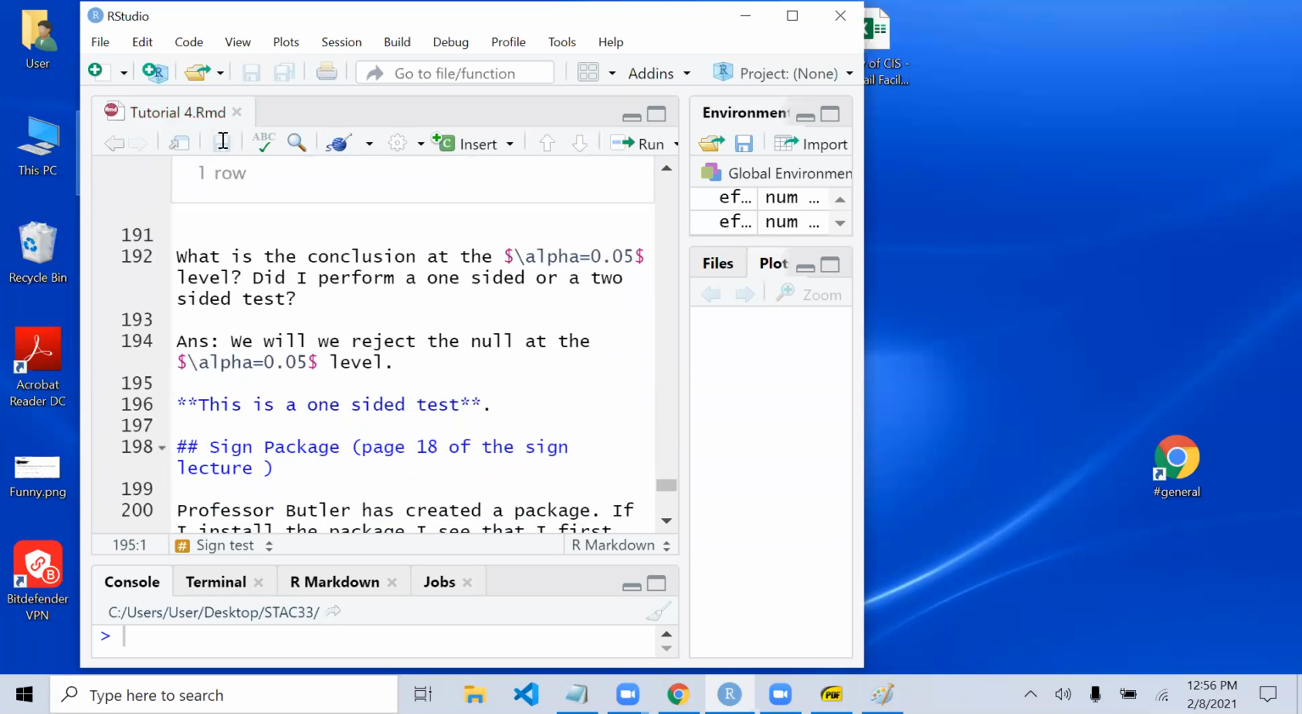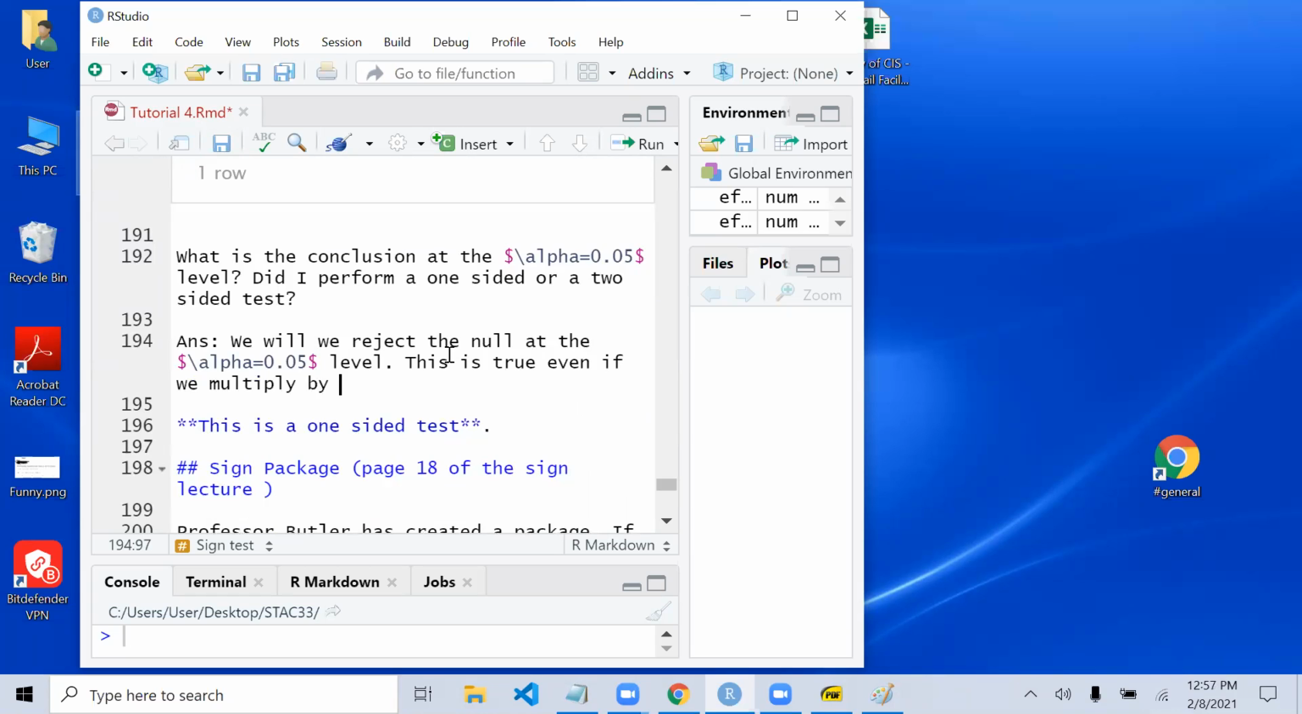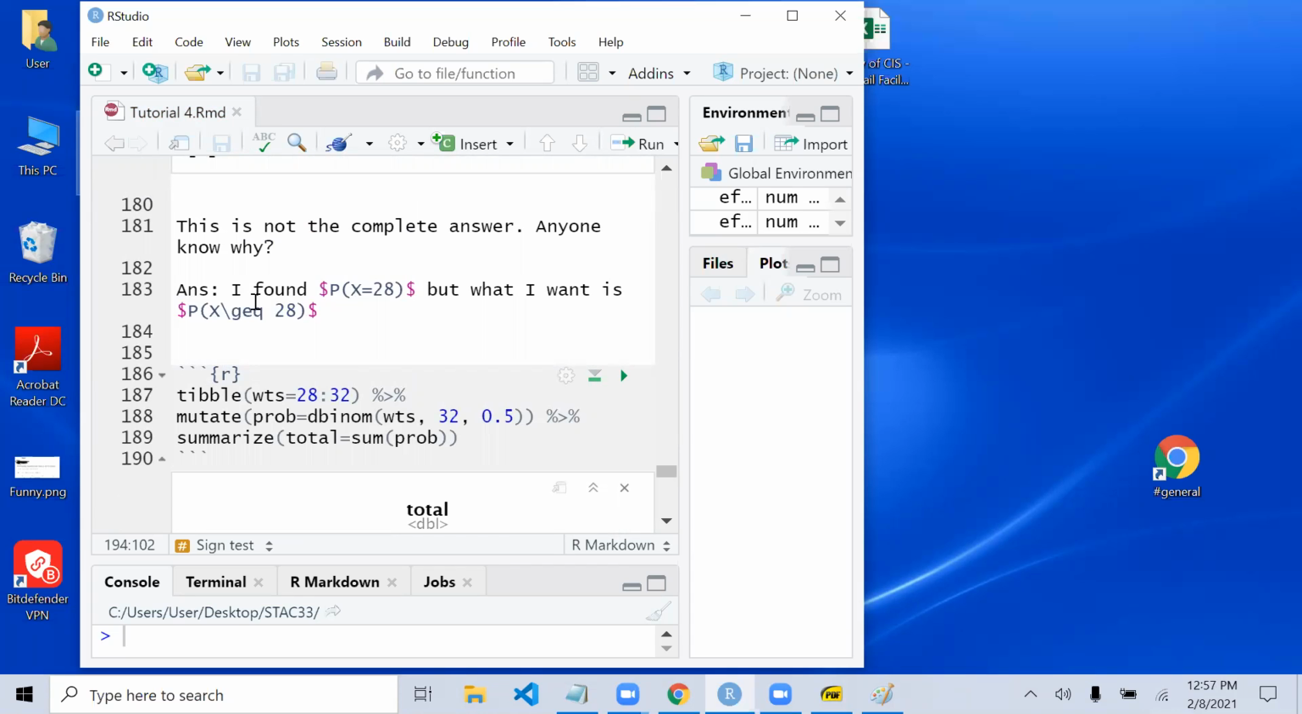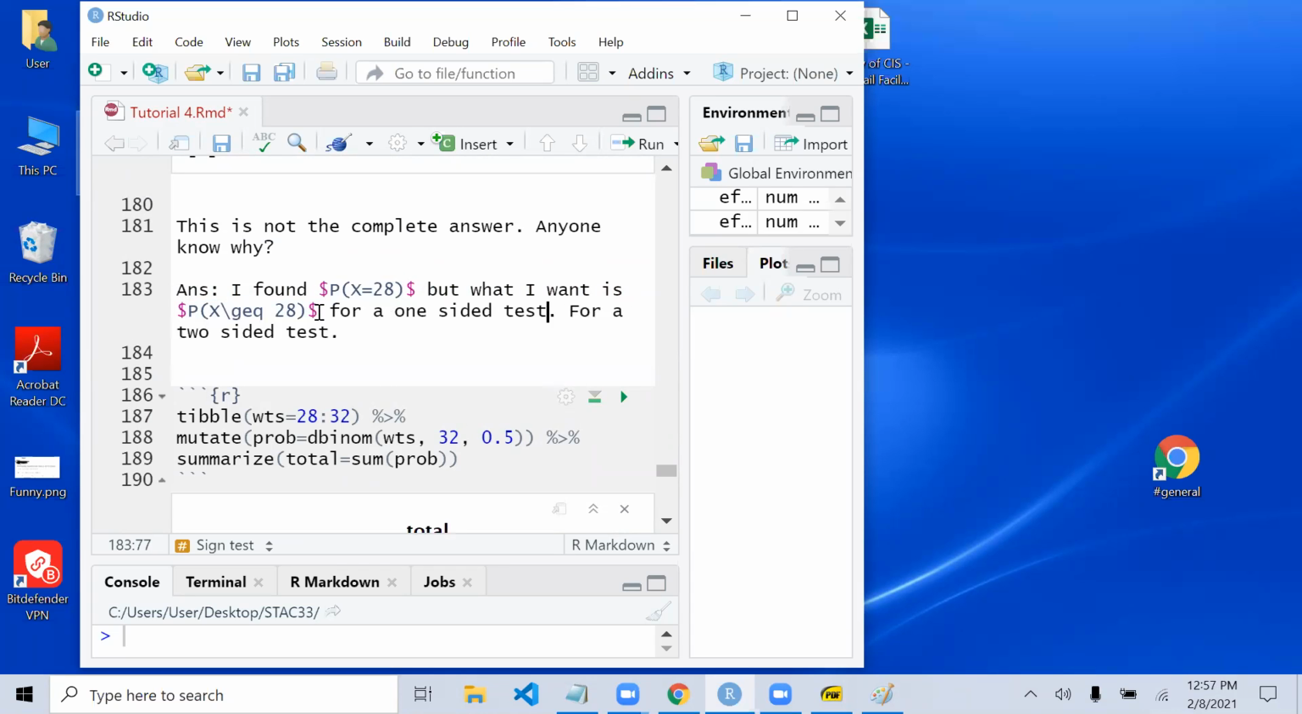But no, this is a one-sided test. If I want the "different from" test, I really have to multiply it by 2. This is true even if we multiply by 2. But keep in mind, you actually only did a one-sided test because you only looked at this. If you want to do a two-sided test, you want this times 2, right? So just keep this in mind.